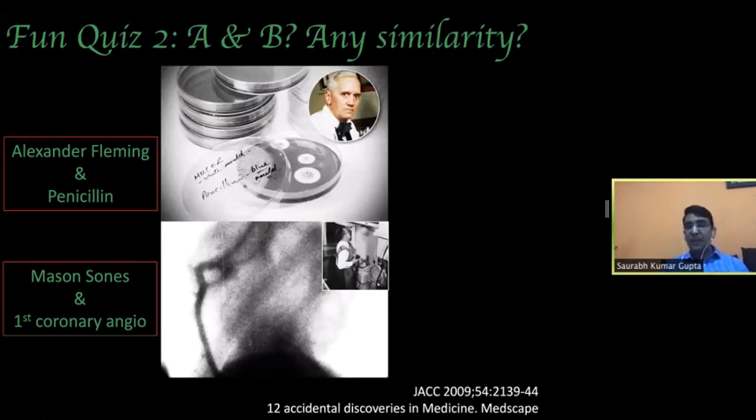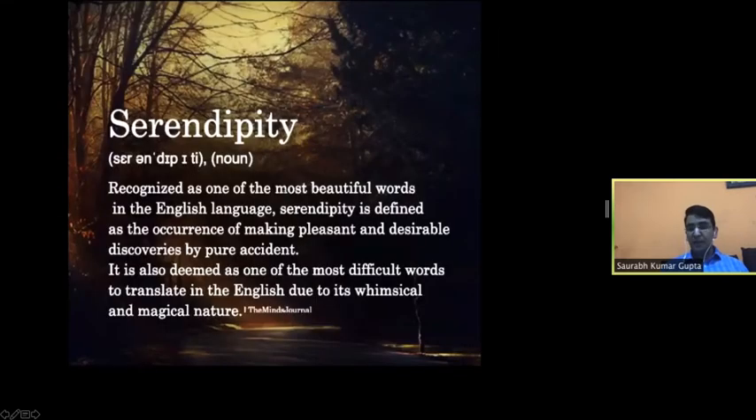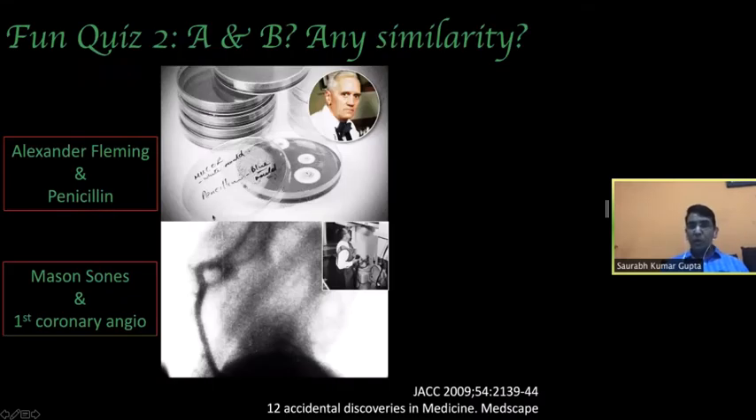Now, what is the similarity? Let's come back to this fun quiz too. I think you all would have picked up by now. The first one is Alexander Fleming, who discovered penicillin by accident. The second one is Mason Sones, and this picture is actually the first coronary angiogram, which was performed by accident. I think you are all aware of those accidents.